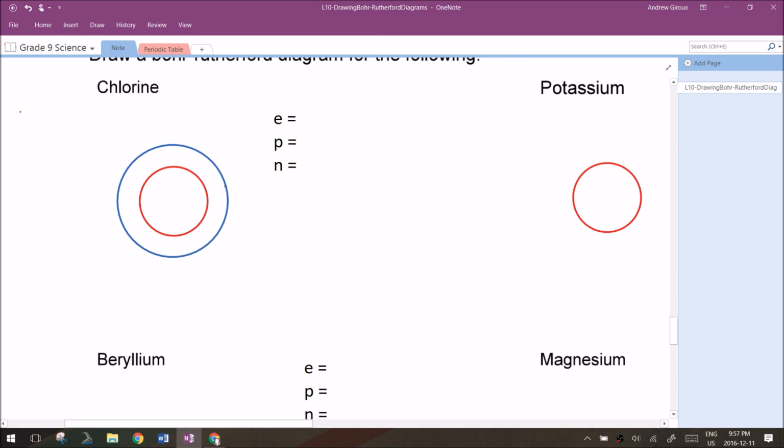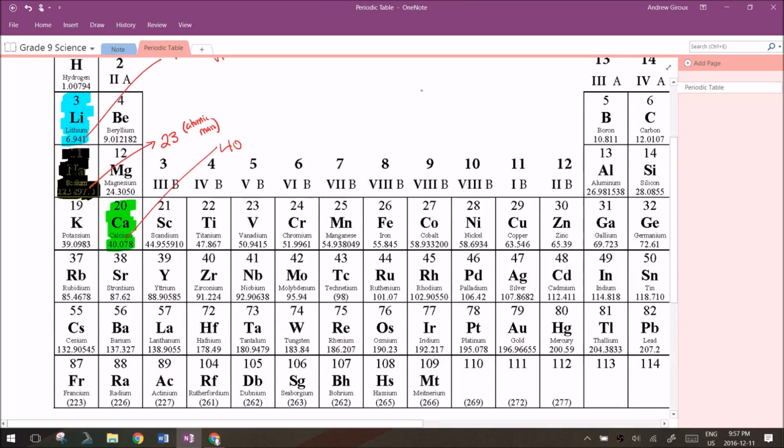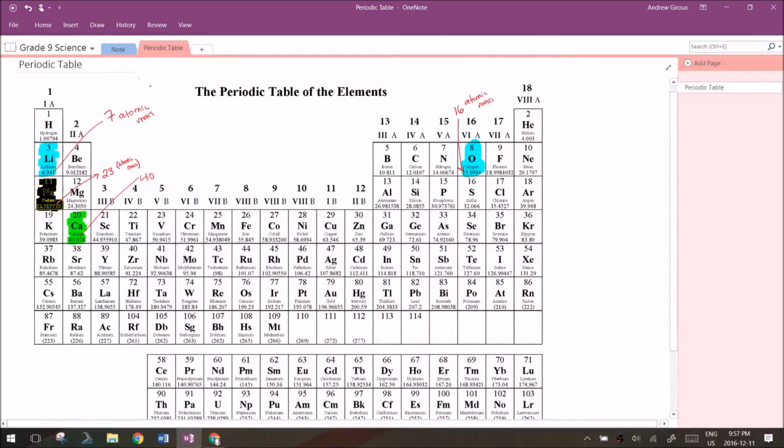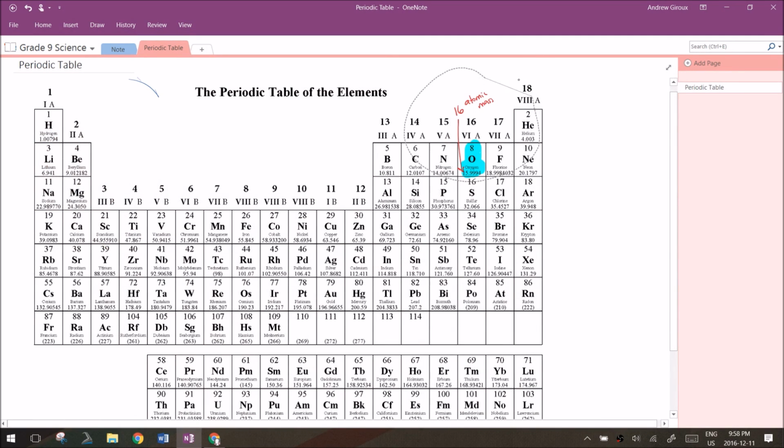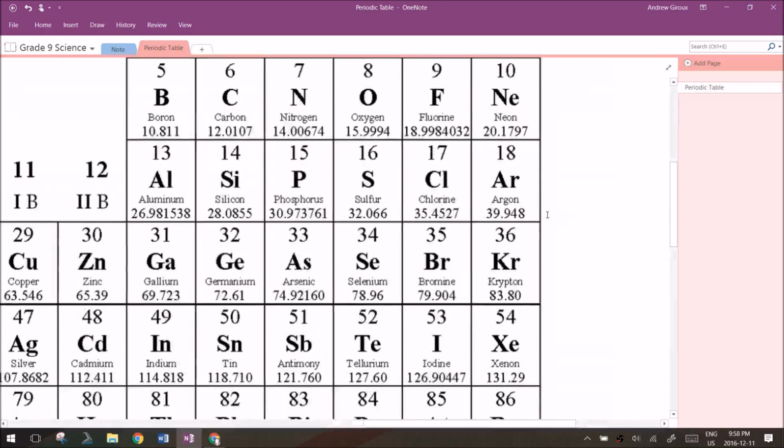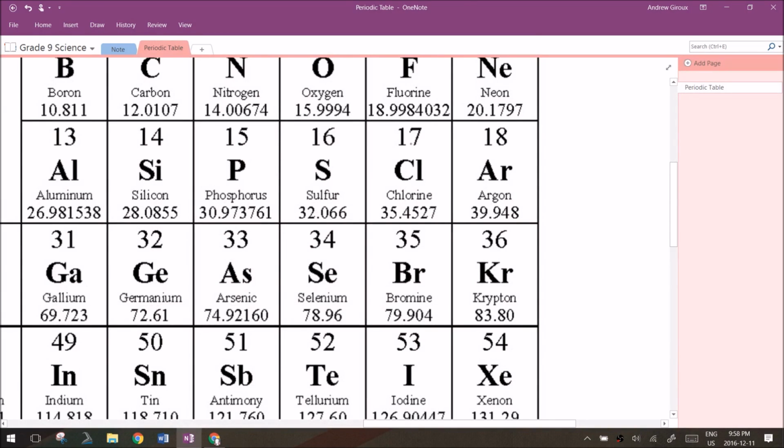I put a couple things here just to speed up the process a little bit so I don't have to draw everything. So we're doing chlorine, so let's go look at chlorine on the periodic table. So chlorine is over here on the right side. We have atomic number 17 and atomic mass 35.